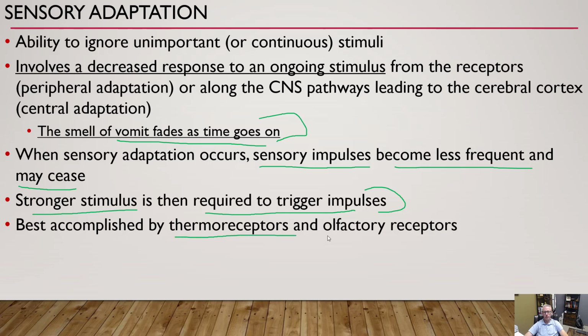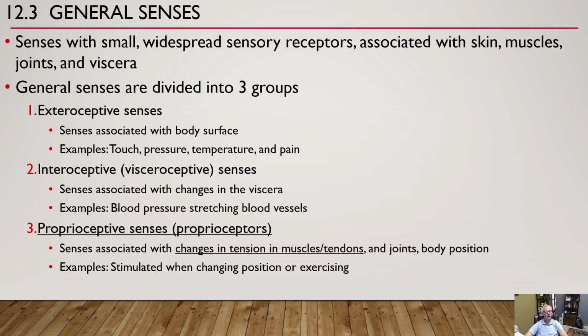Thermoreceptors, so your heat receptors and your moderate heat receptors, and your olfactory, your nose, your smell receptors, are what adapt the most. All right, so we can divide these receptors that are in our skin, muscles, joints, and kind of inside of our body, those general senses, into three different groups.